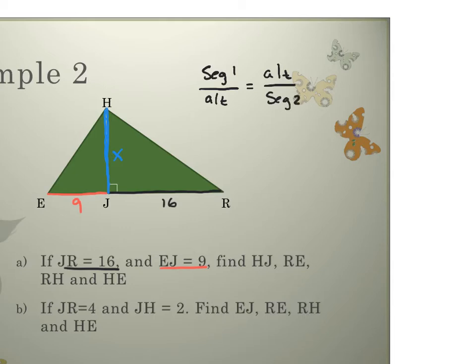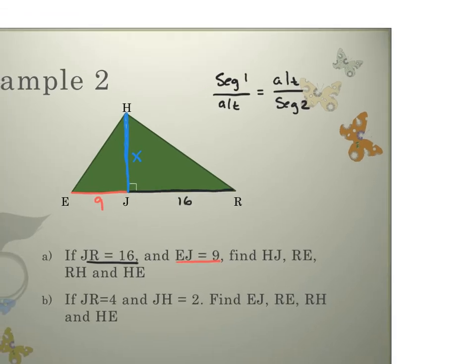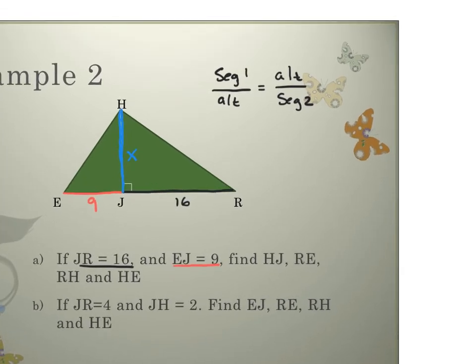So we're looking for HJ. Do we know what segment 1 is? Yes. Do we know what segment 2 is? Yes. And we're trying to figure out the altitude, so we know 2 out of the 3 things. That is fantastic. So watch me plug in the numbers. I don't care which one you call segment 1 and segment 2, but I'm just going to go left to right. So I'm going to go 9 over x is equal to x over 16.